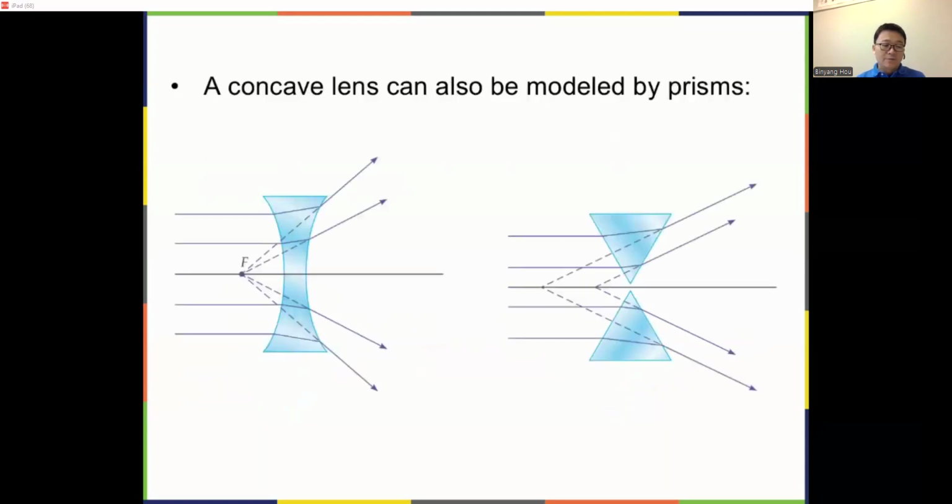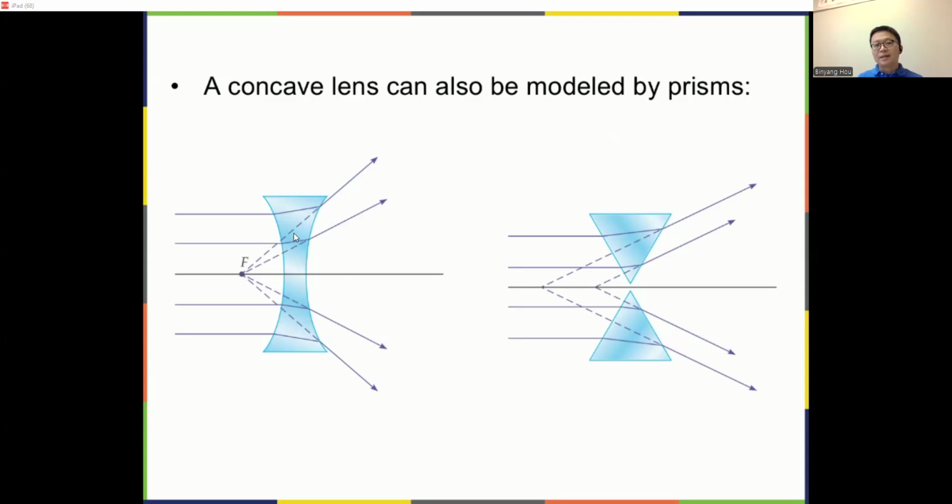All right. For concave lenses, it's the other way around. So it actually diverges the rays. If parallel rays come in from one side, the refracted rays will be diverging on the other side. But if you back extend those rays on the other side, they will appear to be coming from this same point, which is the focal point.